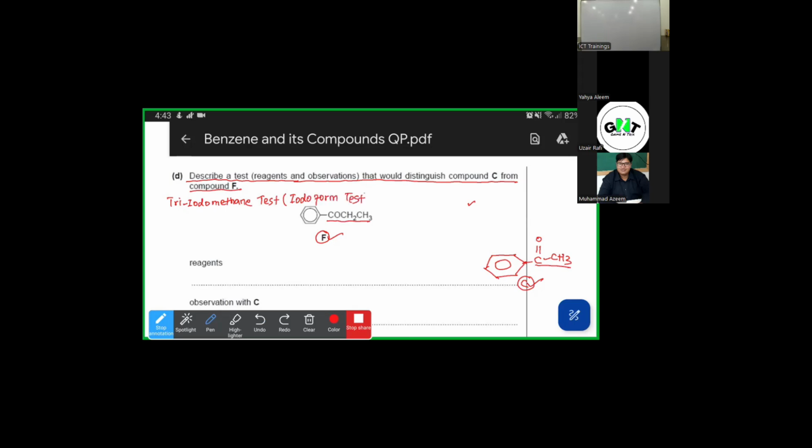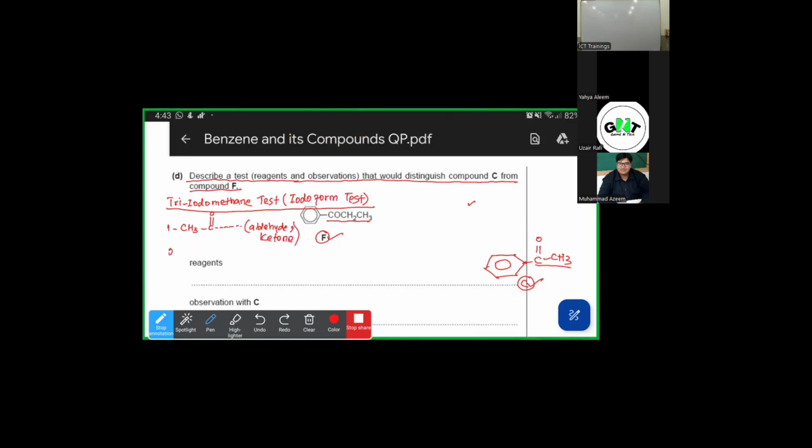And this test is employed for those compounds which have CH3 attached to C double bond O and the chain is continuing. And this should be present in aldehyde and ketone only. Aldehyde and ketone only. Okay.